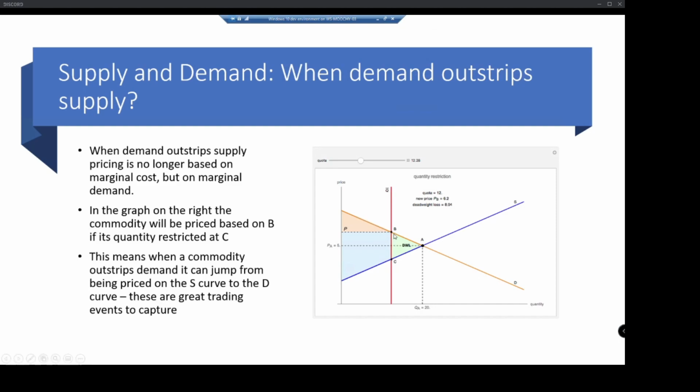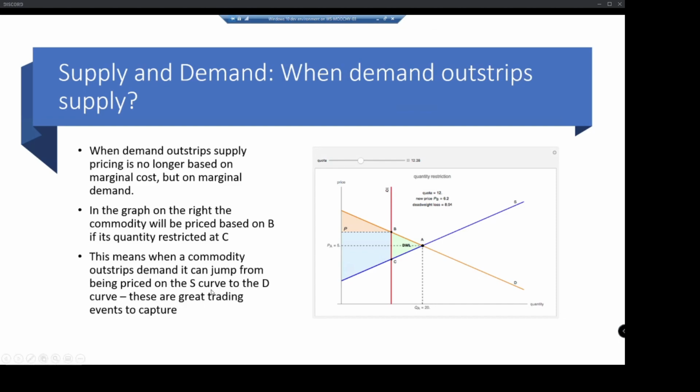As all these people are prepared to pay that price, and we can only produce this. What this actually means is if you ever hit up against one of these constraints, the price very quickly goes from this equilibrium price straight up to here. And yeah, like I say, these are great trading events to capture.